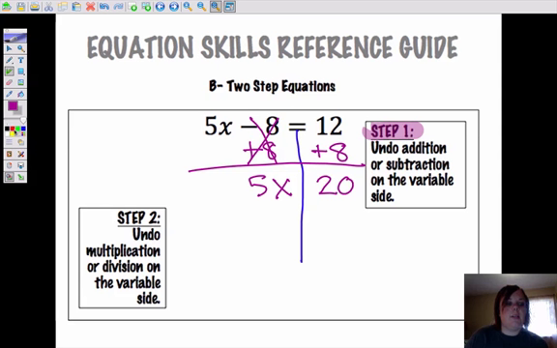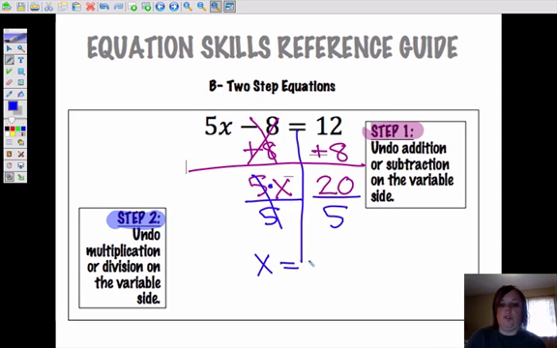And then step 2 will be to undo the multiplication or division on the variable side. So since it's 5 times x, I'm going to divide by 5 and divide by 5. This cancels out, and I'm left with x is equal to 20 divided by 5, which gives me 4. So my answer would be x is equal to 4. And I can check that. If x is 4, I would have 5 times 4, which is 20, and then minus 8 would give me 12. So I know that my answer is correct.